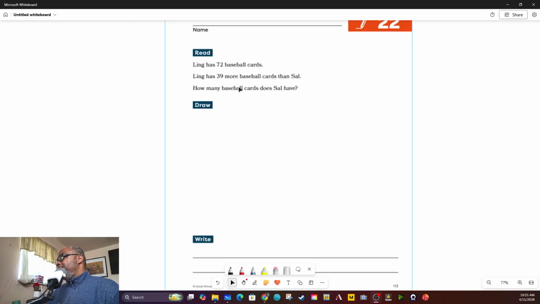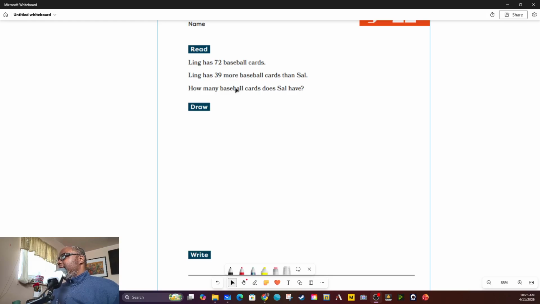So I want to zoom in right here because we got some reading. So let's read. Ling has 72 baseball cards. Ling has 39 more baseball cards than Sal. How many baseball cards do Sal have? Now, on paper, you might think, just by reading that sentence, I should add, so I can see how many cards Ling actually has. But they have a question right here.